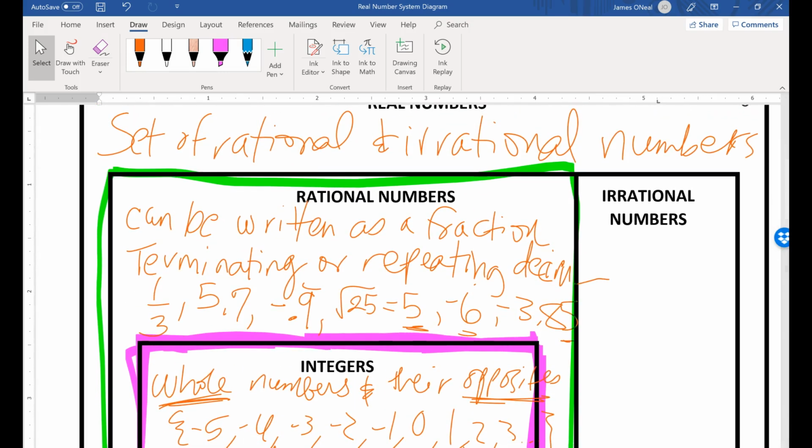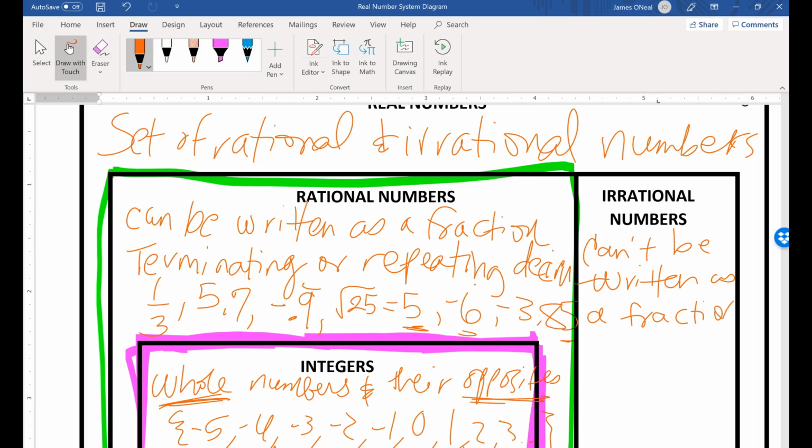Irrational numbers are numbers. If you can write rational numbers as fractions, what do you think about irrational numbers? I knew you were intelligent. You can't be written as a fraction. These decimals, they are also ugly looking decimals.